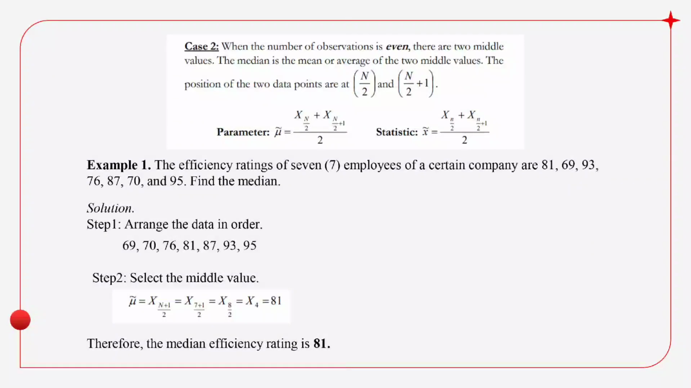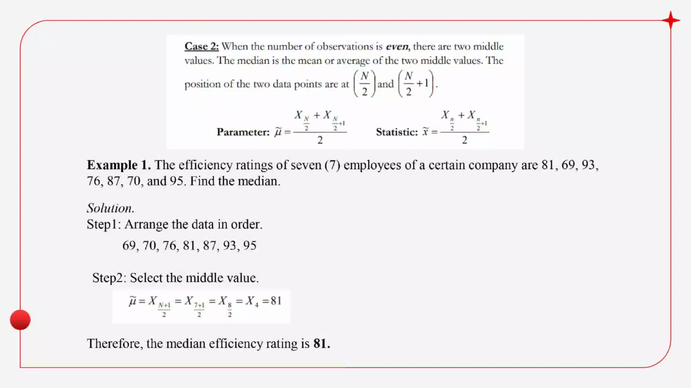Example number 1: the efficiency ratings of 7 employees of a certain company are 81, 69, 93, 76, 87, 70, and 95. Let's find the median. Step 1, arrange the data in order. As we can see, we have arranged the data in increasing order: 69, 70, 76, 81, 87, 93, up to 95. Step 2, select the middle value.